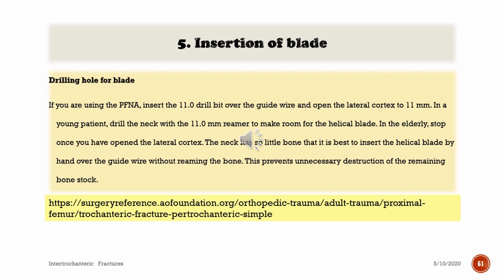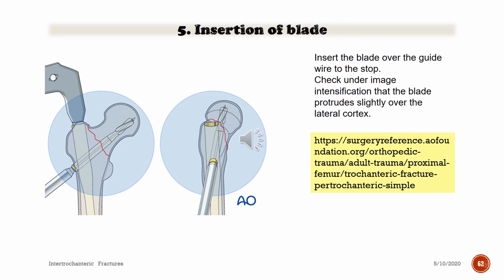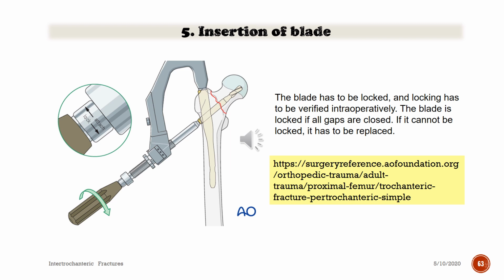Insert the blade over the guide wire to the stop. Check under image intensification that the blade protrudes slightly over the lateral cortex. The blade has to be locked, and locking has to be verified intraoperatively. The blade is locked if all gaps are closed. If it cannot be locked, it has to be replaced.